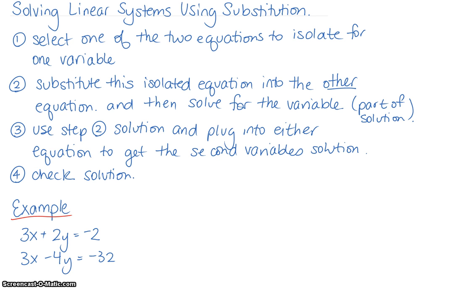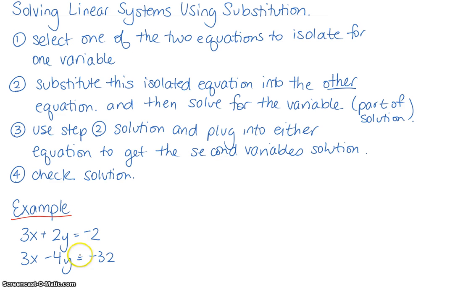It is quite important that you label which equation you're going to work with, so number them 1 and 2. Then you solve for the variable once you've substituted it in, and then you take your solution and plug it into either of the equations to get the second variable solution. Then you have a coordinate pair.